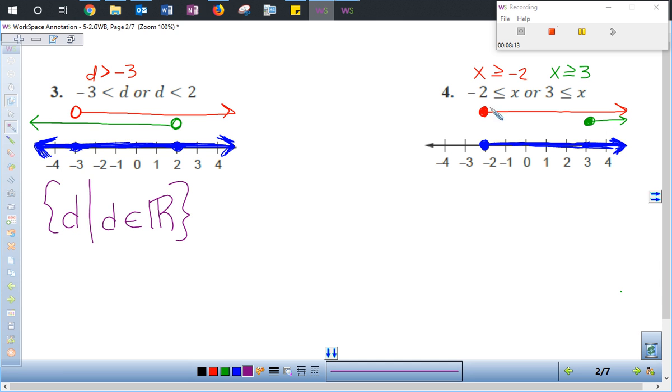Let's talk about what the red graph was. The red graph was any number bigger than -2, and the green graph was any number bigger than 3. Well, any number that's bigger than 3 is bigger than -2, so this just kind of becomes a part of it. So to write it in set builder notation, we want the set of all x's such that, and then I just described this graph. I have a closed dot on -2 with an arrow going to the right, so x is greater than or equal to -2.